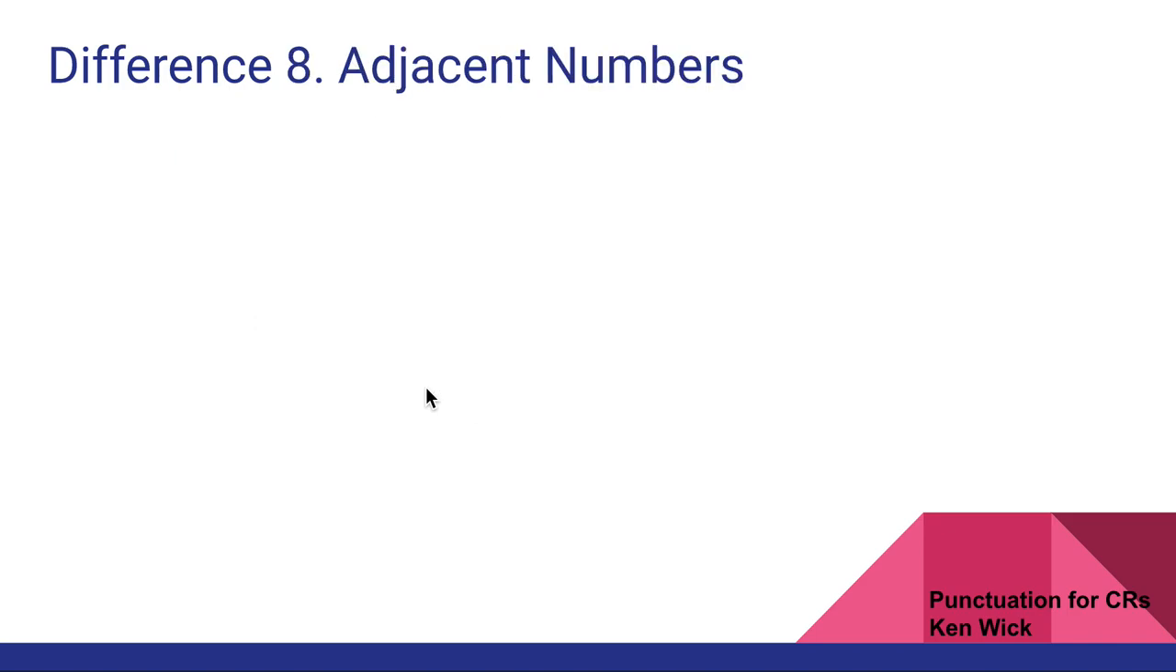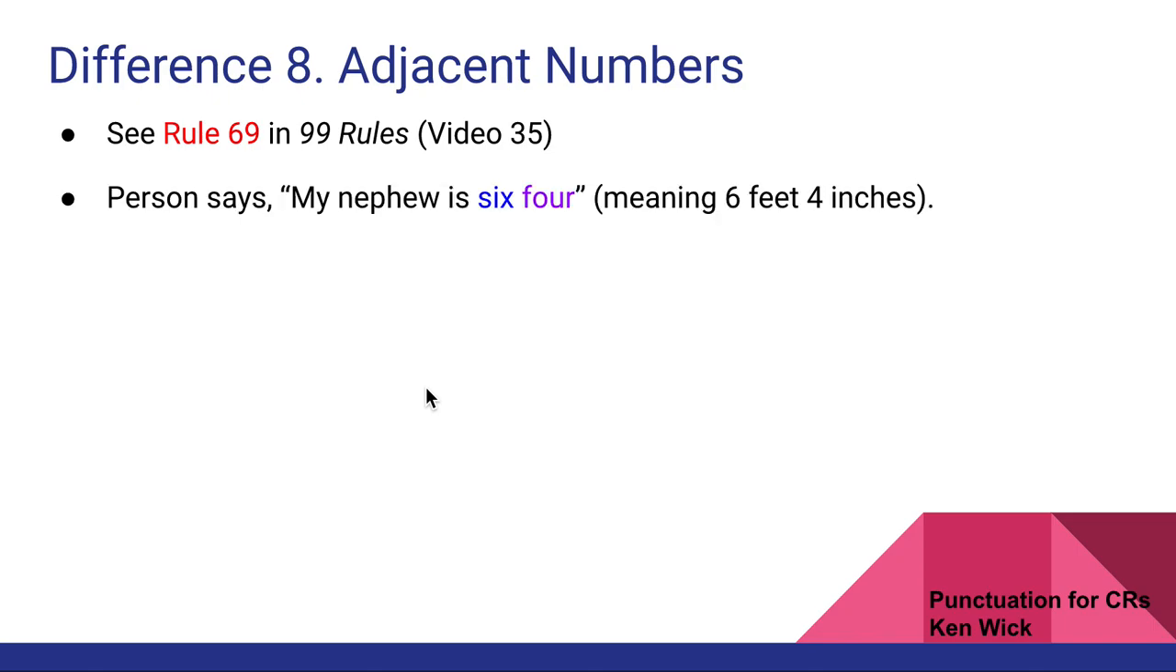So adjacent numbers, this is actually Rule 66 and 99 rules, video number 35. It actually isn't a rule. It's actually based upon an example in a rule. So it's interesting to note how this situation plays out differently in the style guides. So let's say a person says, my nephew is 6'4", meaning 6 feet 4 inches. And this is how you write this. You don't put a comma in here.